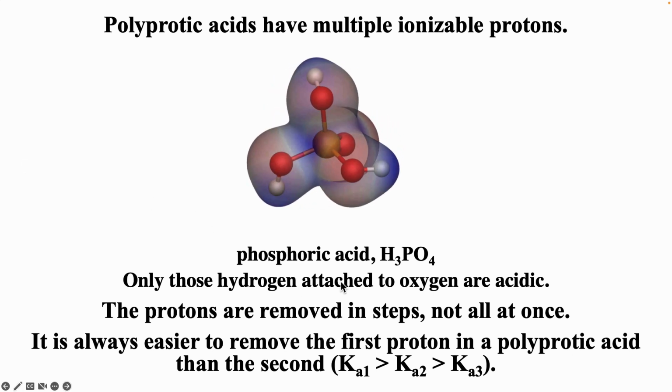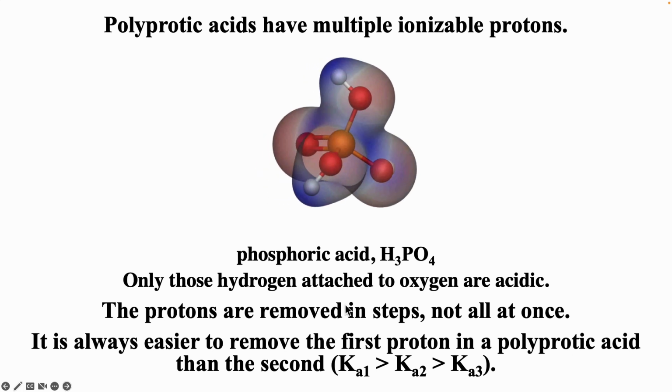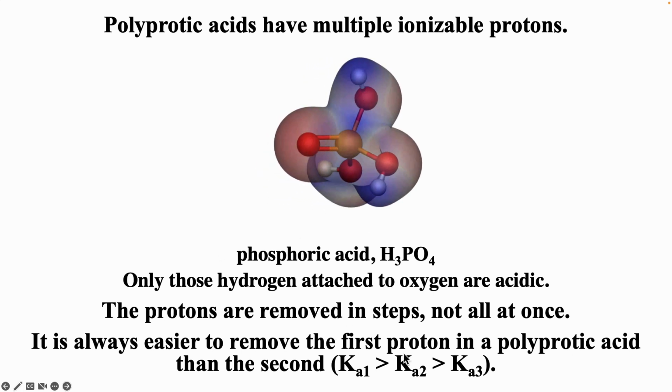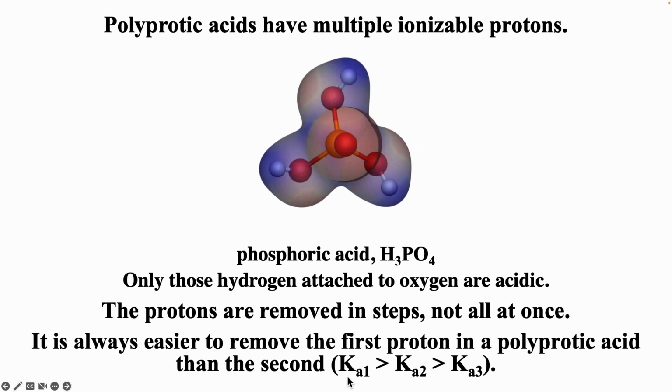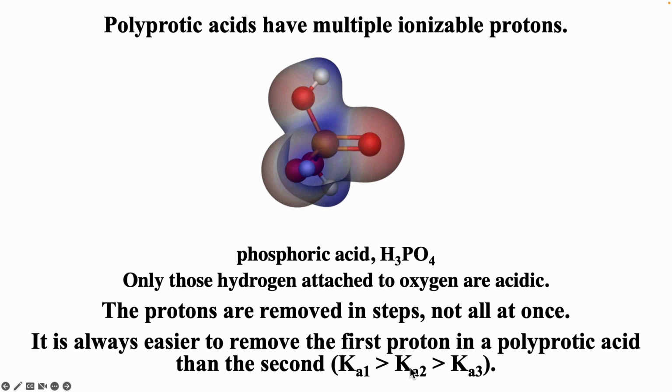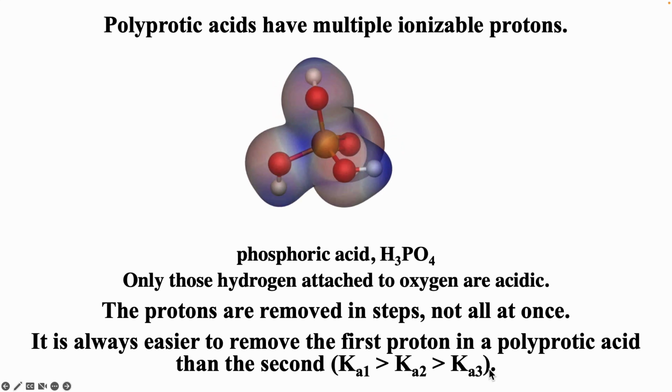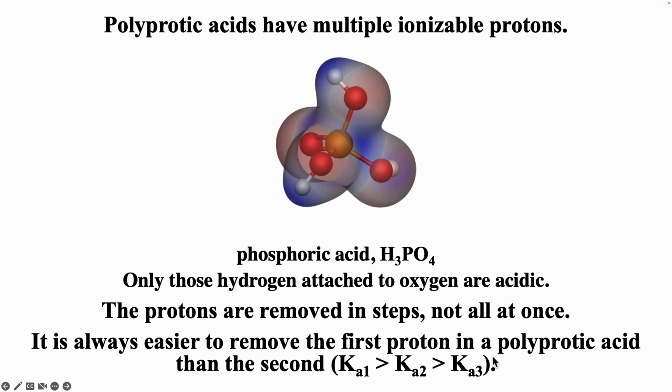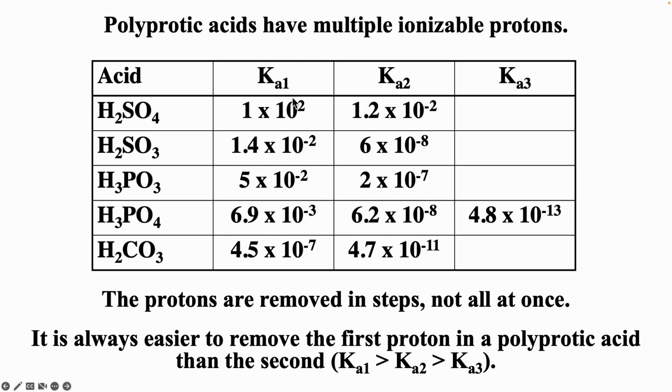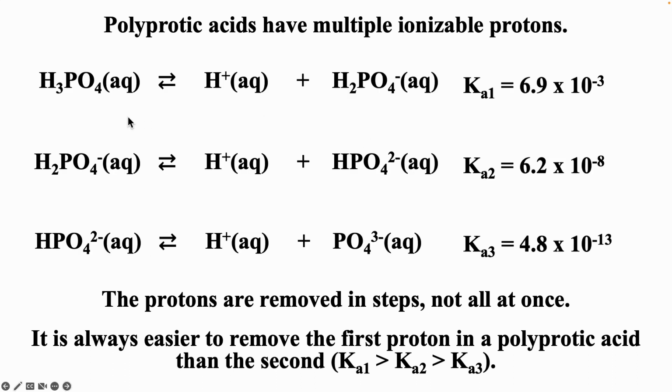Now, the protons are actually removed in steps, not all at once. For each proton, you're going to have a different Ka. Removing the first proton is going to be the easiest. Removing the second proton is going to be a little bit harder, and removing the third proton is even harder. Ka1 is removing that first proton. Remember, a proton is just a hydrogen ion. Ka2 is removing the second one, and Ka3 is removing the third one. In a compound, Ka1 is always going to be greater than Ka2, which is always going to be greater than Ka3.